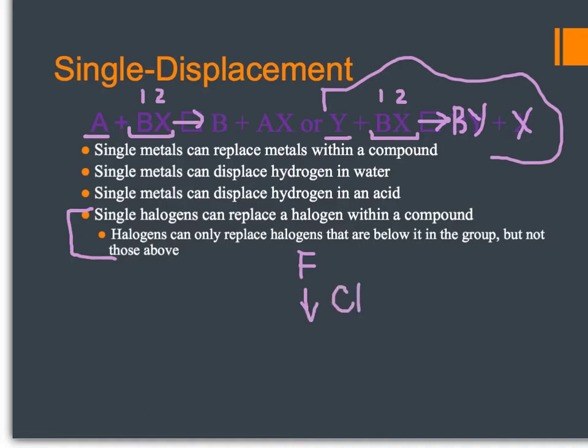Then we have chlorine, and chlorine can replace any halogen below itself. Then we have bromine, etc. Actually, I think we have iodine next. I don't remember off the top of my head, so ignore that for now.